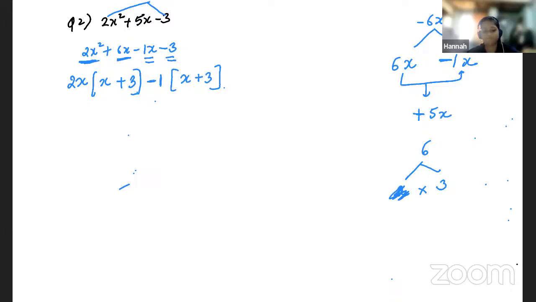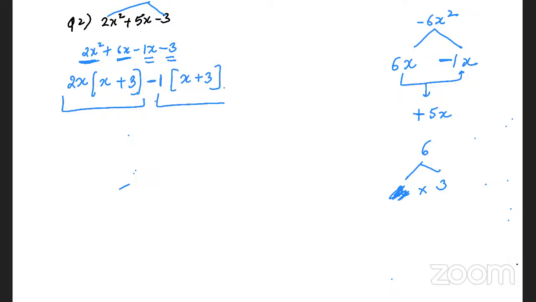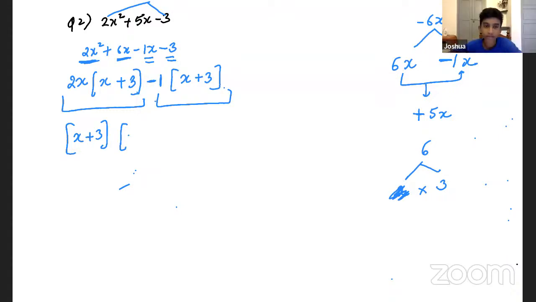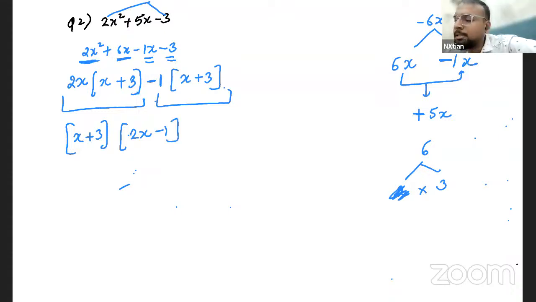Now what is the common between them? x plus 3. So I will write x plus 3 outside. Now what remains behind? 2x minus 1. Very good. So these are the middle term splitting. Hannah, you got the same answer? Yes, sir. Very good.